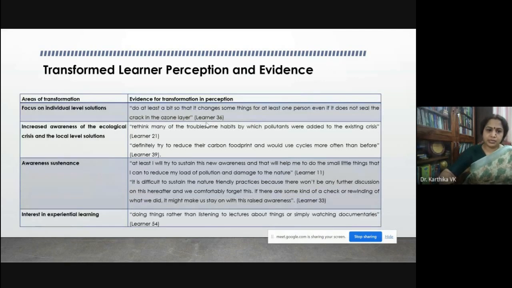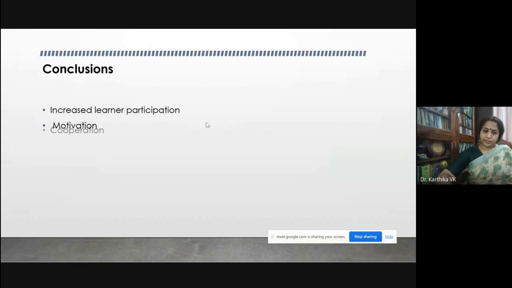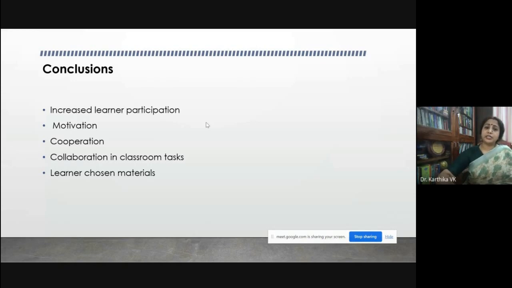So I won't spend time here. A clear perception change was there for many of them. These are the sample responses that they have given. I think I'll share the slides with you if you're interested, so you can go through them at your own convenience. So I understood that there was increased learner participation, motivation, cooperation and collaboration in classroom tasks. Learner-chosen materials were plenty towards the end. They were very meticulous in planning and bringing them in and checking with me before the class.